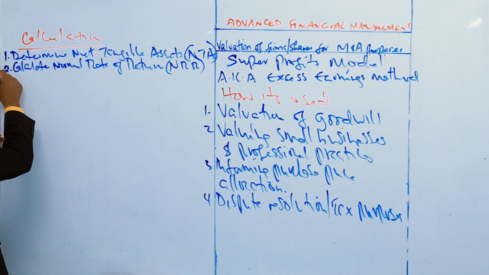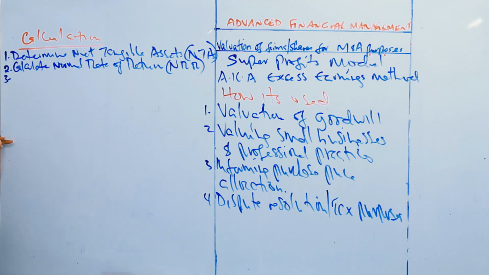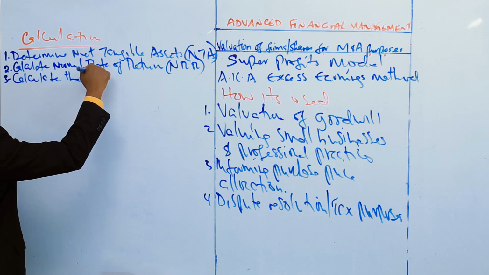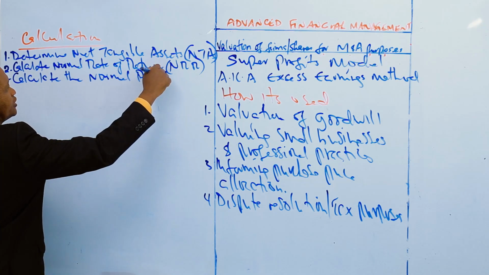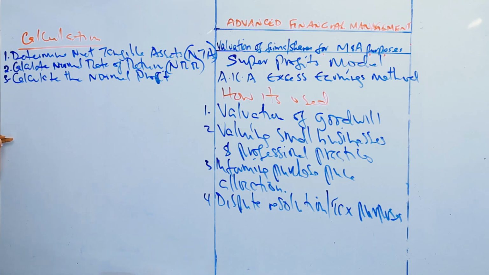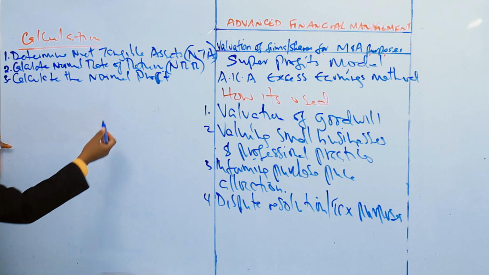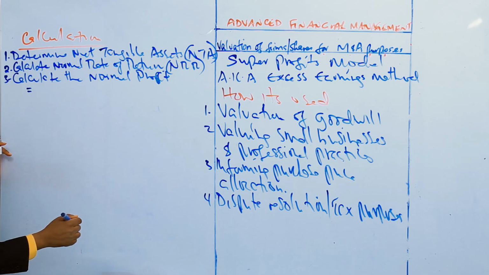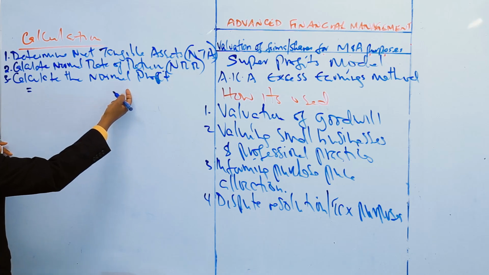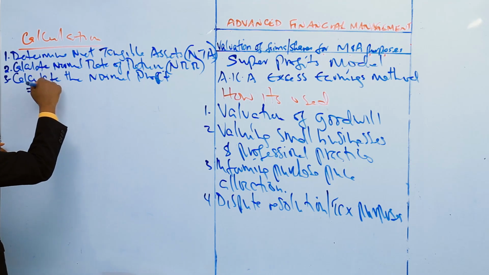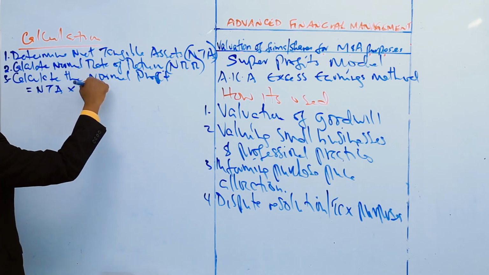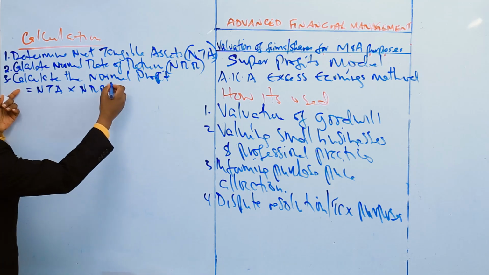Then step number 3 is to calculate the normal profit. And how do you calculate the normal profit? Normal profit is equal to the product of these two. This normal profit is equal to the net tangible assets times the normal rate of return. That will give you the normal profit.